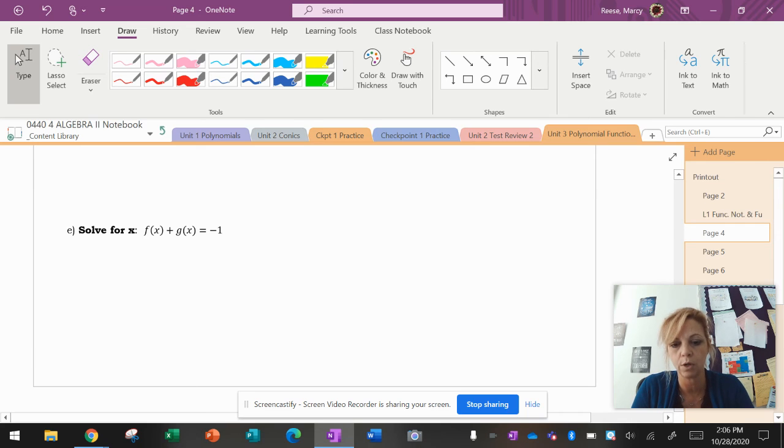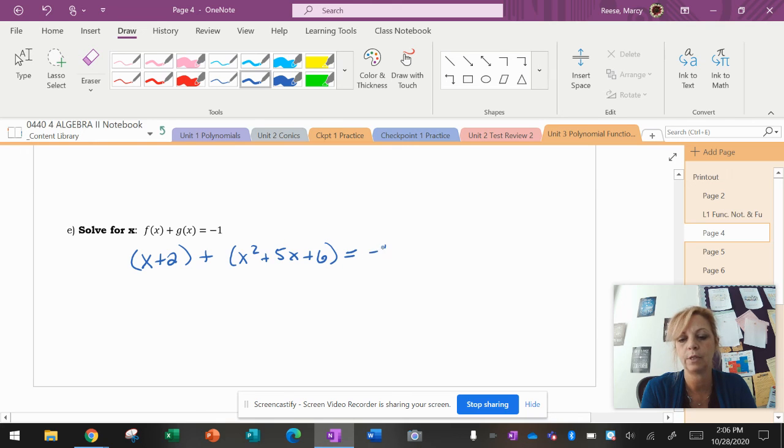I will give you a warning. You're going to have to factor. So, well, let me set it up. It'd feel better if we set it up. So I got f of x, and that is x plus 2. And it says to add the f of x and the g of x, which is x squared plus 5x plus 6, and equal it to negative 1. So that's combining like terms to start with. So I've got x squared plus 6x plus 8 equals negative 1.